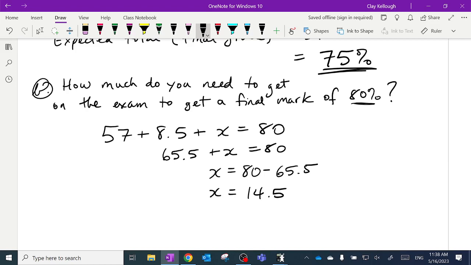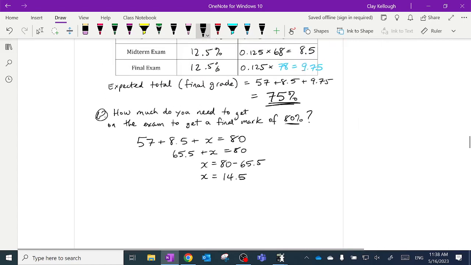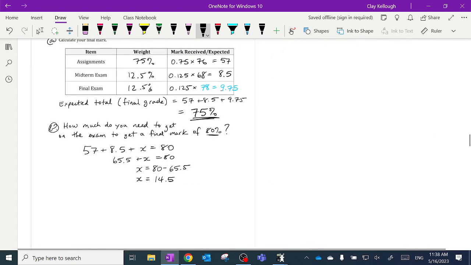What does it mean? And kind of look at the question overall here. What is it telling us? Let you think about that for a sec. What's it telling us about the situation? It's like, oh, I need an 80. What do I need to write on this exam to get an 80? How much is the exam worth of my mark again? 12.5%.